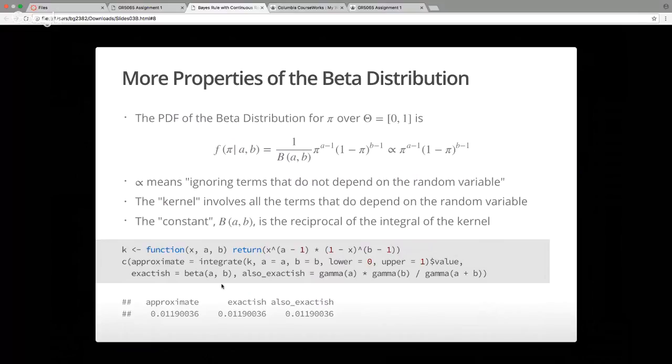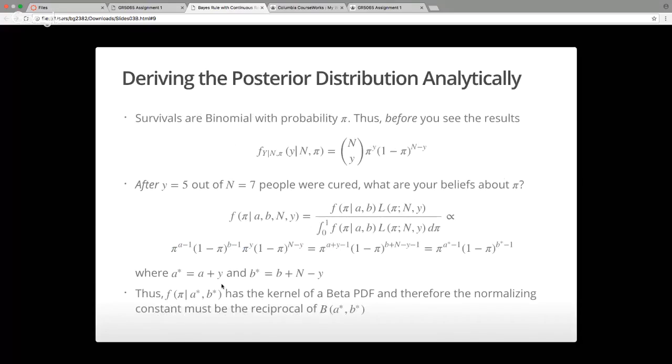And so when we do these problems, the first thing we do is just sort of boil it down to the kernel, and then we'll figure out the integral that we have to put in the denominator later. And in this case, this process works as follows to derive the posterior distribution analytically, along the lines of what the Kruschke chapter did in the reading. So the number of survivals is a random variable we're going to assume has a binomial distribution with success probability pi, and there's n people who are exposed to the disease.